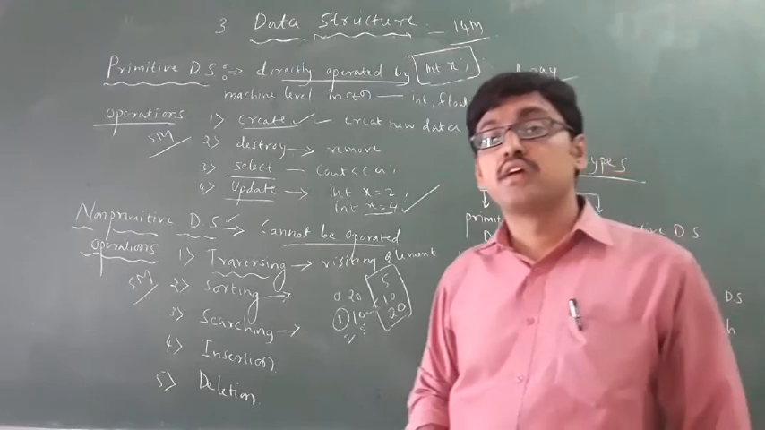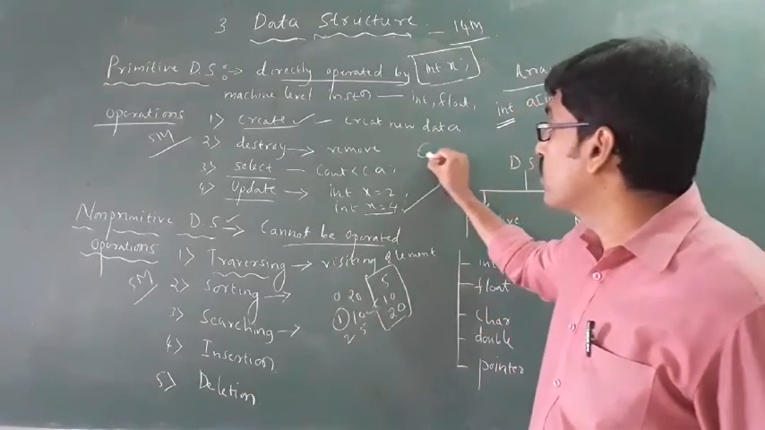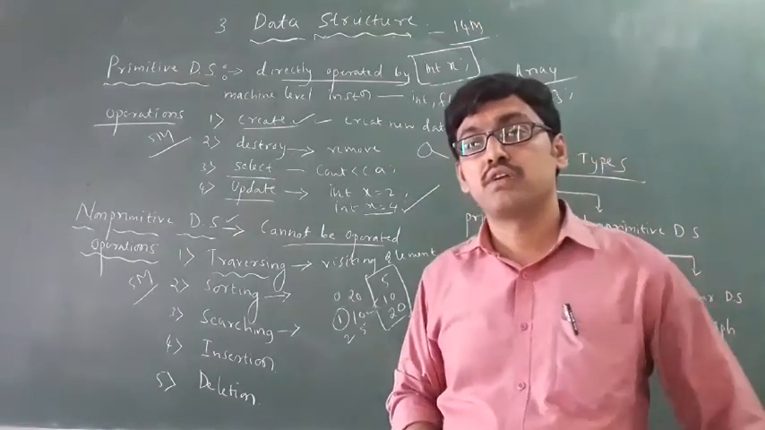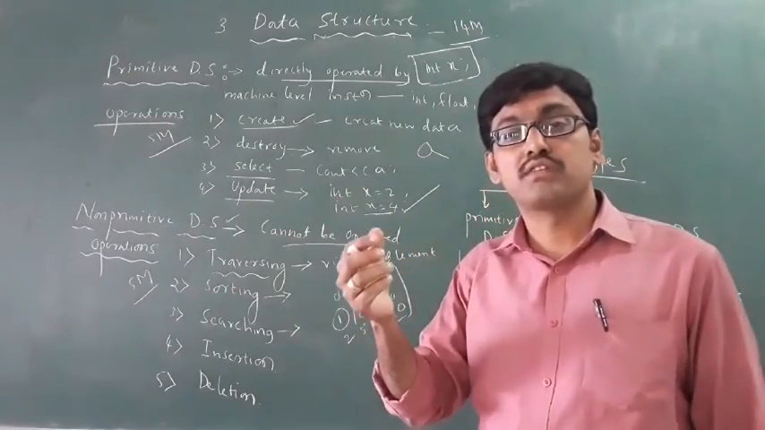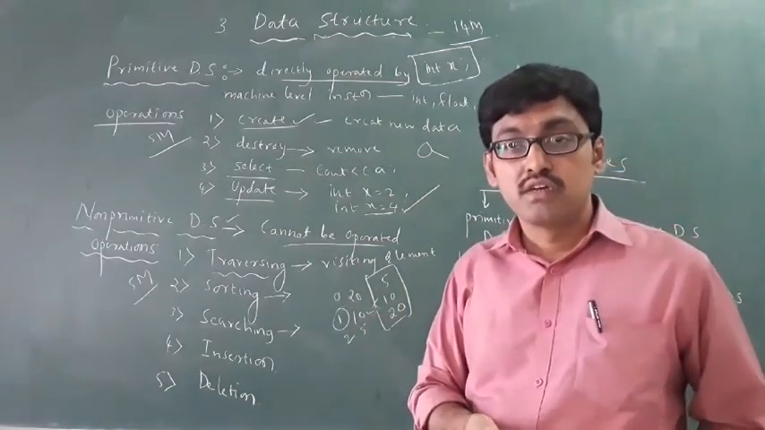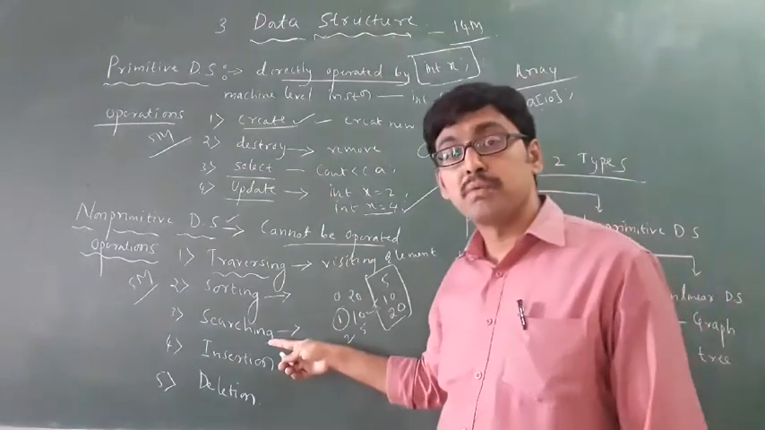For example, in mobile also we use a searching option. You have one logo for the search option. If you want any contact number, you just click on this search button and search among so many contacts. How is it possible? Because of this searching operation.